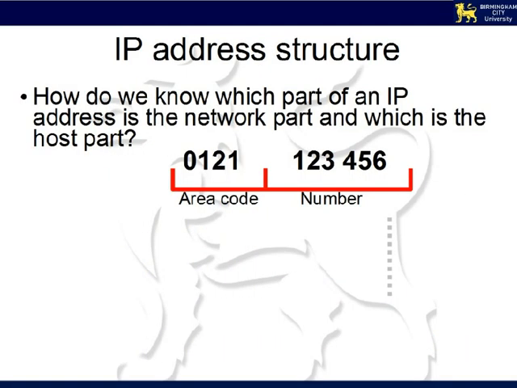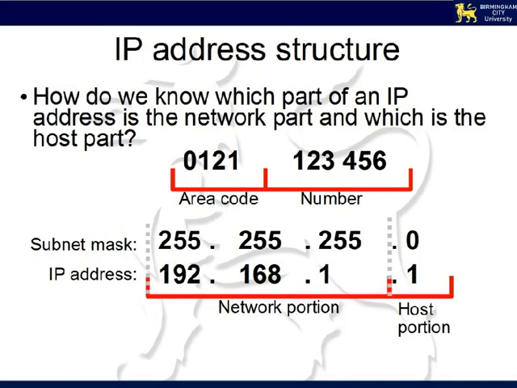So how do we know what part of the IP address is the network address and what part is the host address? Well, with a telephone number it's quite simple, as there is a defined structure to it. Generally the first 4 digits define the area code and the remainder is the telephone number. This is slightly more complex when we come to IP addresses. With an IP address, the subnet mask defines which part of the IP address is the network portion and which the host portion. We can see this in the example here.